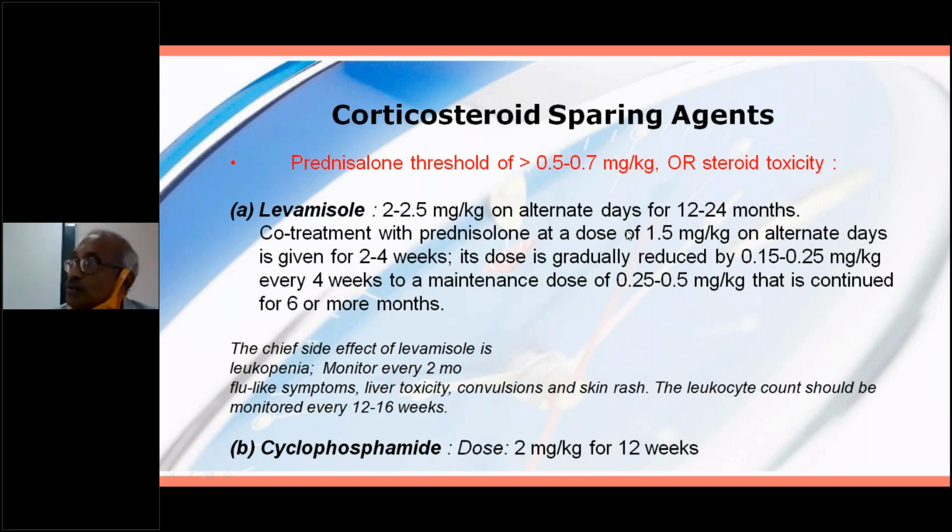Usually co-treatment with prednisolone is also necessary, 1.5 milligrams on alternate days given for 2 to 4 weeks, and then reduced. So remember the side effects for all these alternative drugs, and in the main drug also, adverse effects are always to be remembered. Leukopenia is the commonest one. That's why please check the counts every 2 months. Flu-like symptoms may be there, liver toxicity may be there, convulsions very rarely. So leukocyte counts you can monitor every 2 to 3 months.